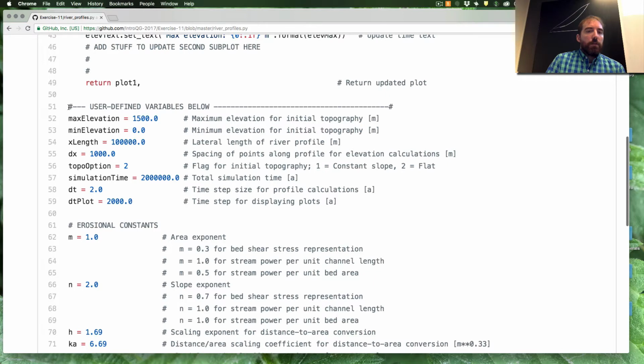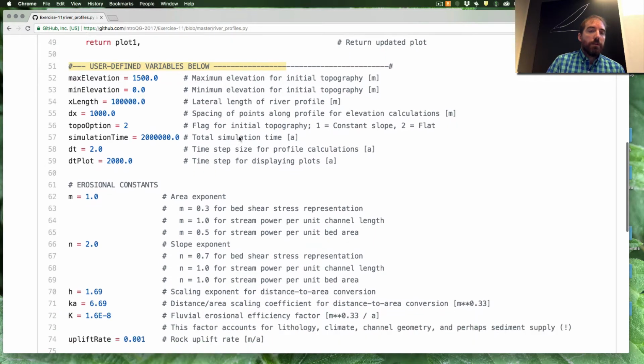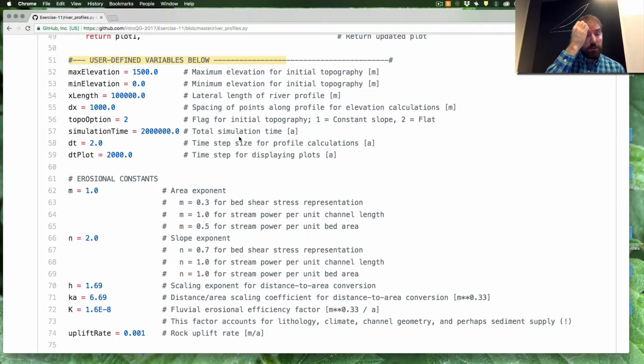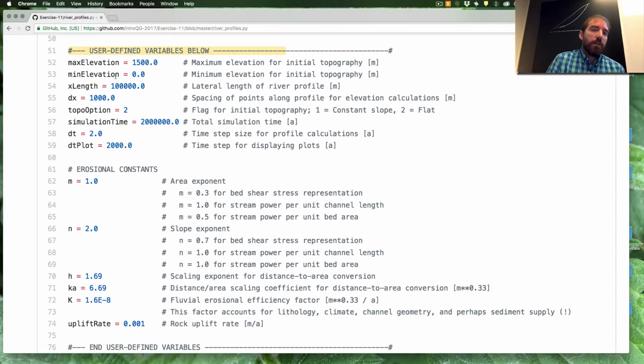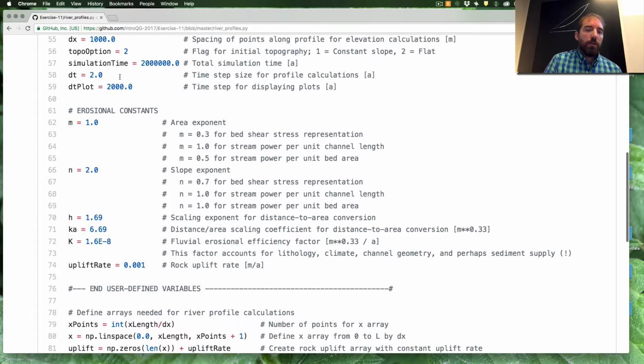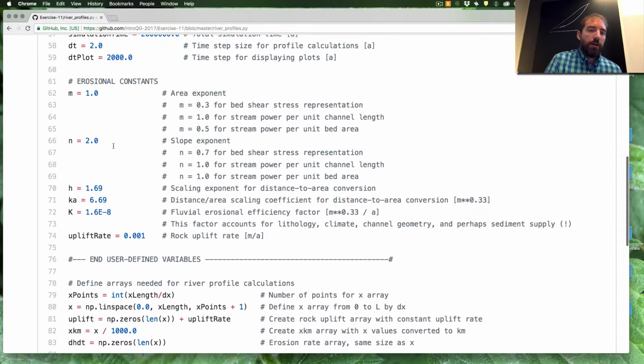There's this section of user-defined variables. These are things that you're going to play with, numbers you'll change, and the exercise tells you which things change and what values to put in, so you can play around with that stuff. This just has different things for how you set up the model to begin with to get it started, and different physical properties and whatever.